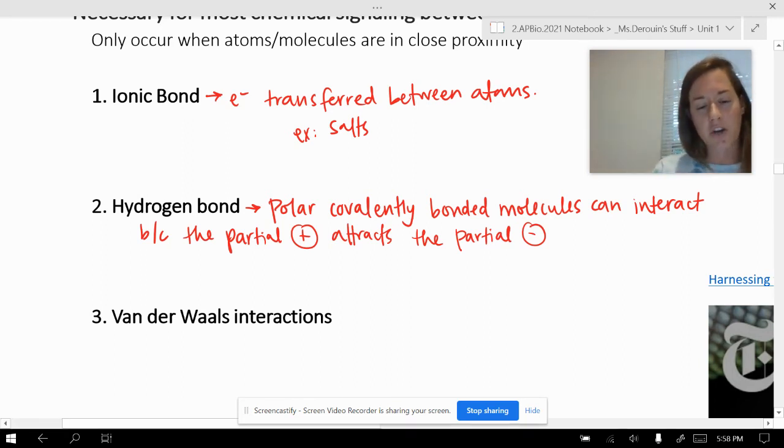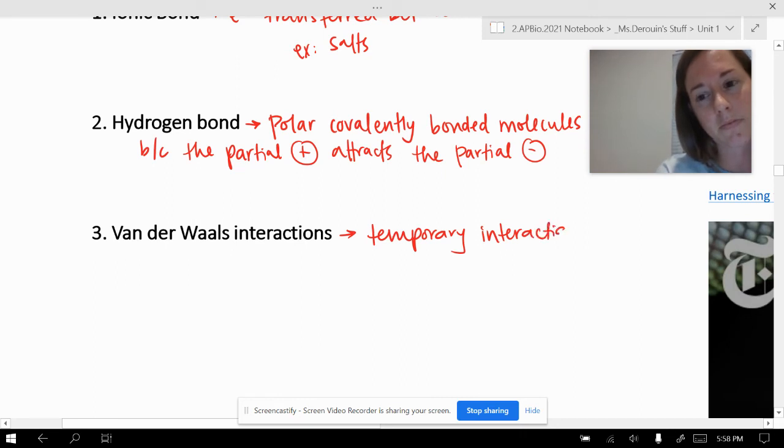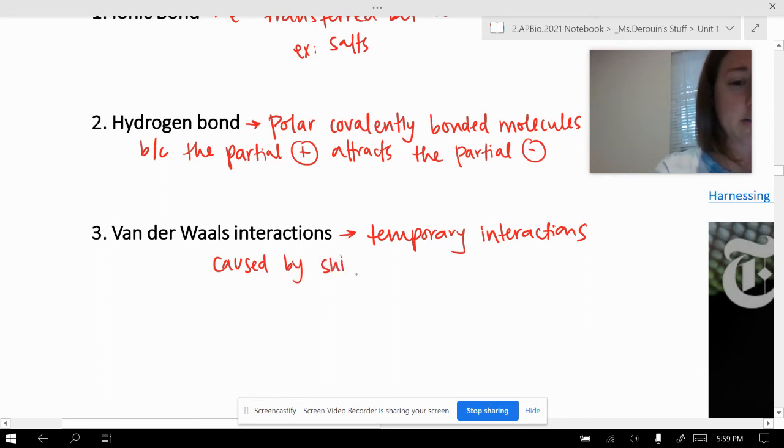And last one is called van der Waals interactions. These are super, super, super weak. And these are temporary interactions caused by shifting of electrons.